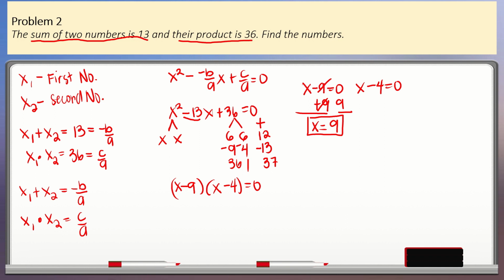Then we add both sides again by positive 4. So this is 0. x is equal to 0 plus 4. The answer is 4. So these are the numbers. So x is equal to 9 and x is equal to 4. When you add these two, 9 plus 4, that is 13. When you multiply 9 and 4, the product is 36.